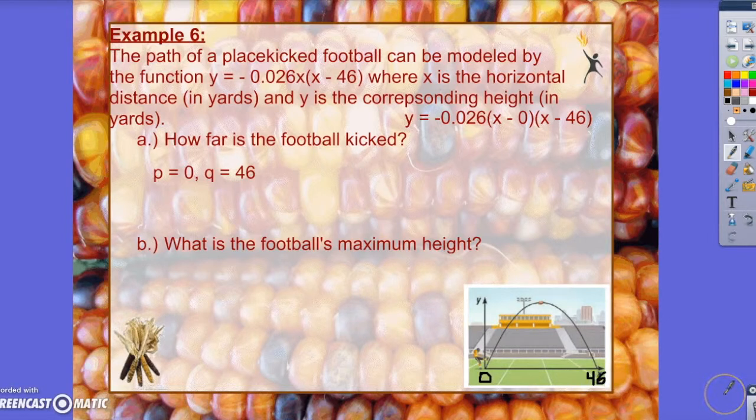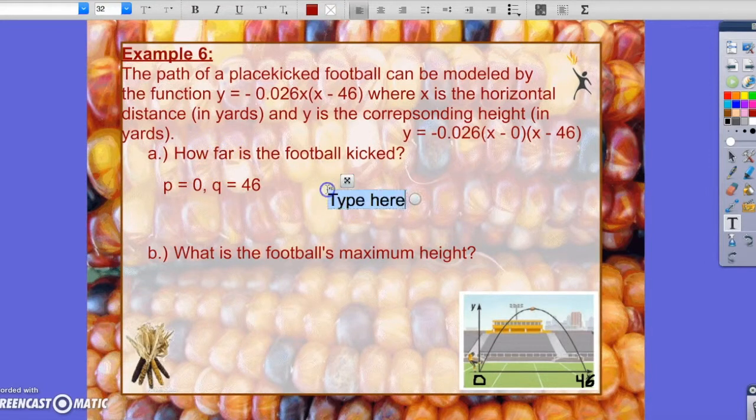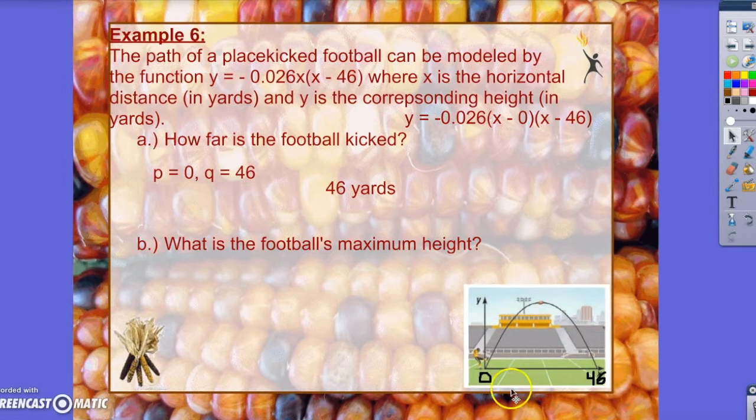Let's think about that for a minute. That makes sense, right? Because the first one's 0. You kick the football. It's 0 spaces away. And it goes up in the air and it comes back down and it hits at 46 yards later on. So one of these numbers is how far my football is kicked. Hopefully you see this from the problem, but it should be 46 yards. Once again, because I start at 0, I end at 46. So here it's just finding one of the intercepts of the parabola.